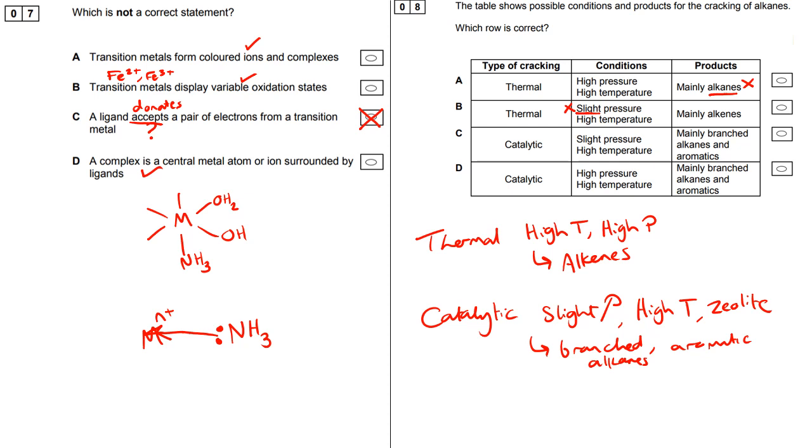Statement C, catalytic, carried out under slight pressure and high temperature. So slight pressure, high temperature. It produces mainly branched alkanes and aromatics. So we can see statement C looks like it's correct. Just double check statement or row D. Row D is incorrect because it's not carried out under high pressure. So answer C is correct there.